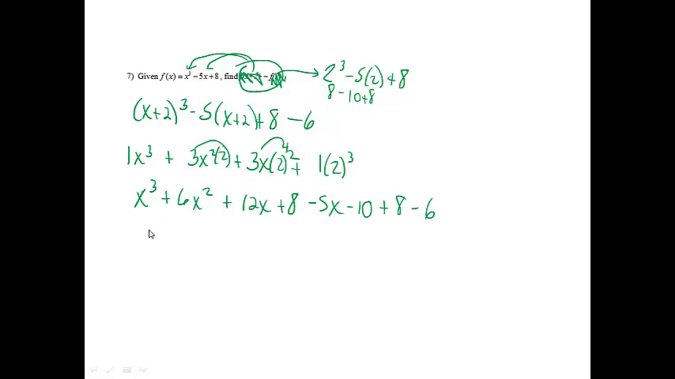And now from here we just get to combine like terms. I'm going to get x cubed plus 6x squared. Combining my x's, I'll get plus 7x, and then let's see, 8 minus 10 is negative 2, negative 2 plus 8 is 6, 6 minus 6 is 0. So this is what I will get as my answer.